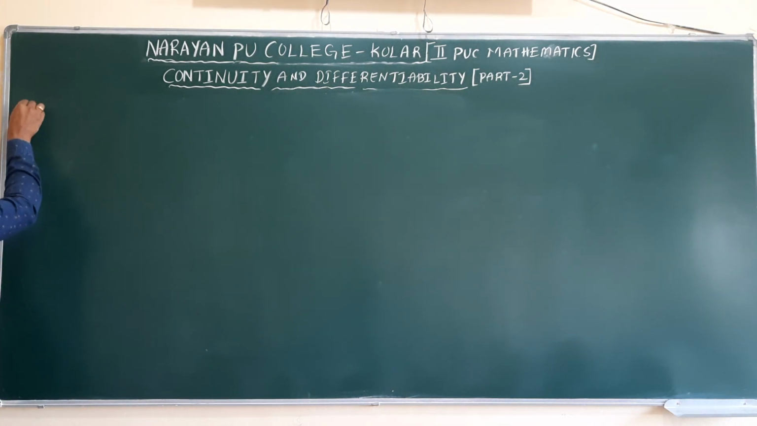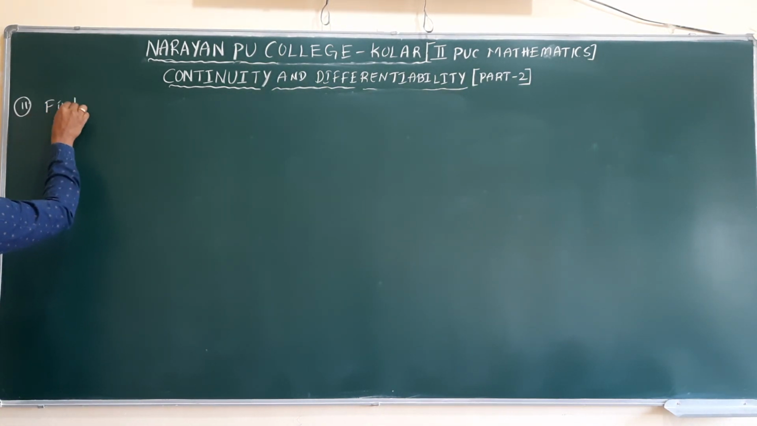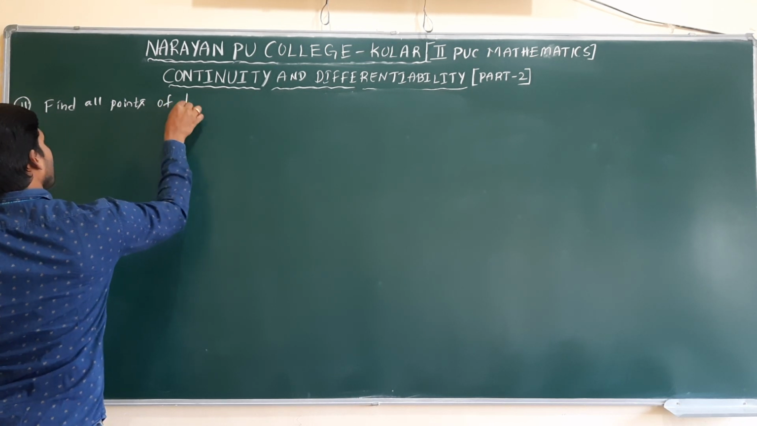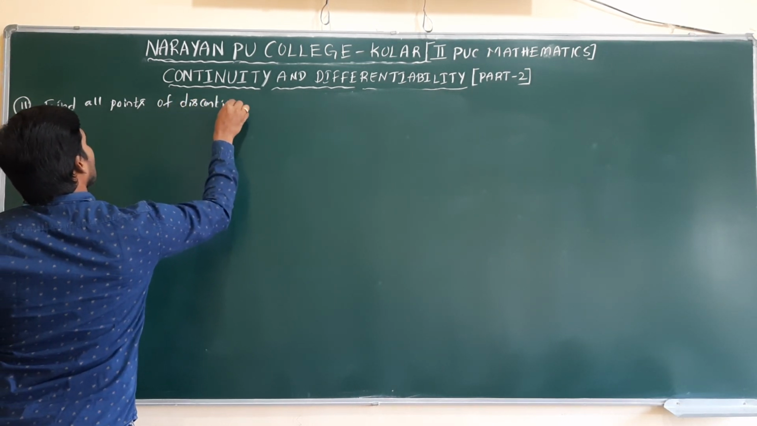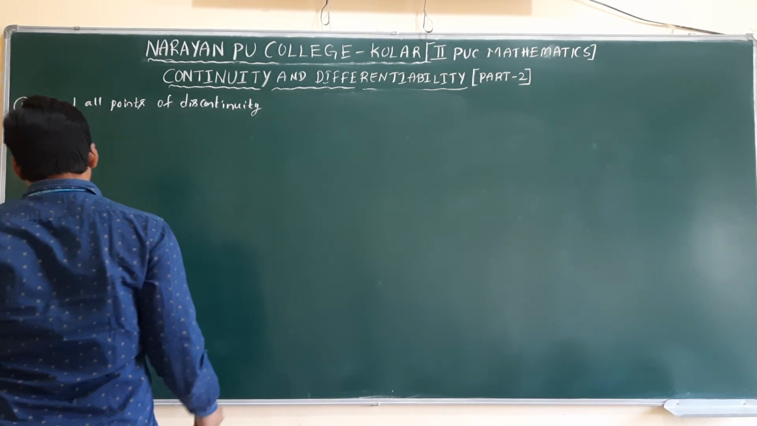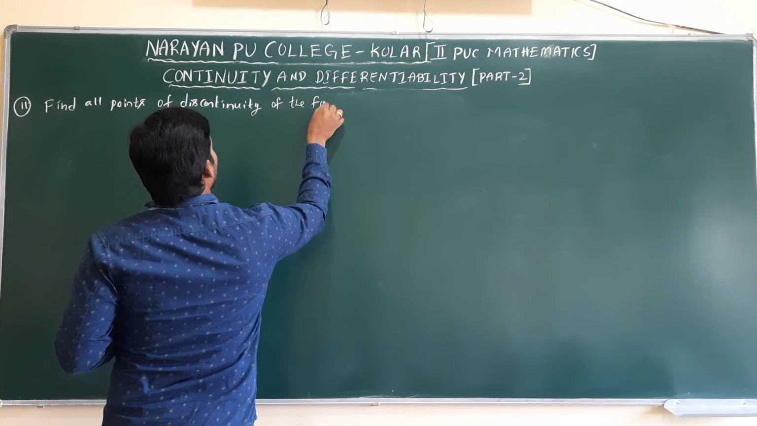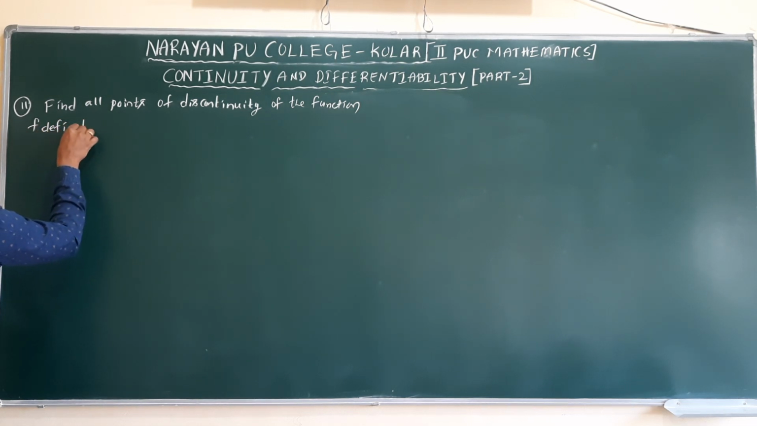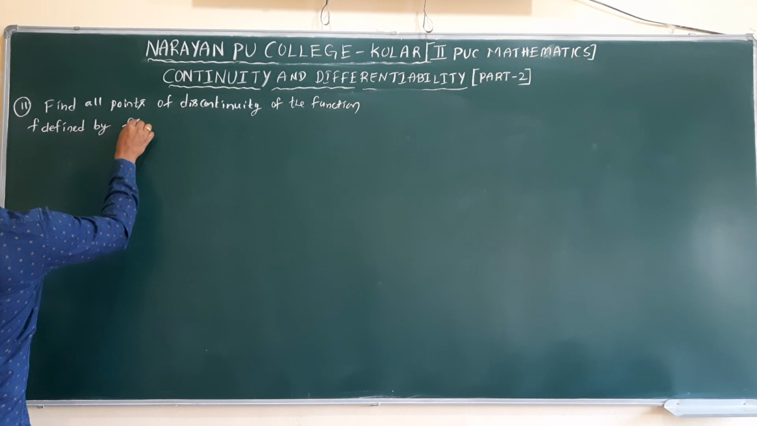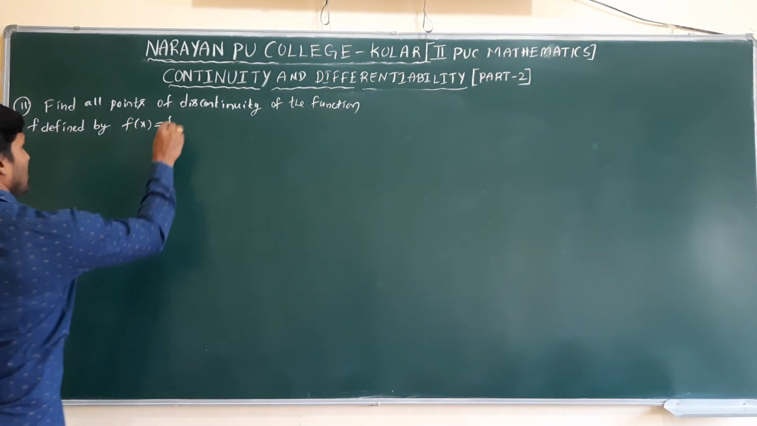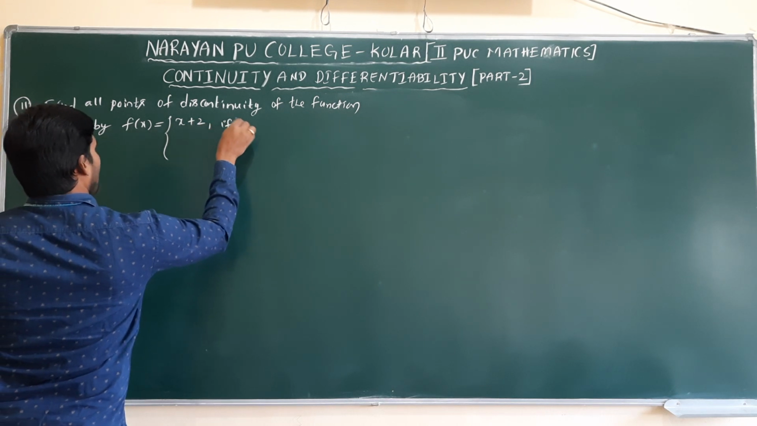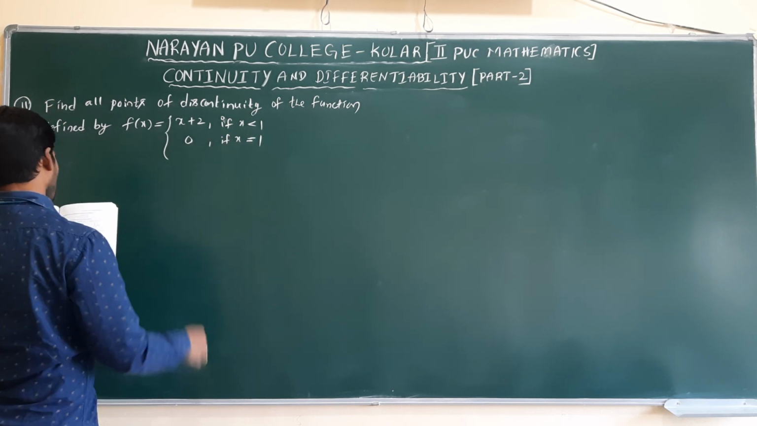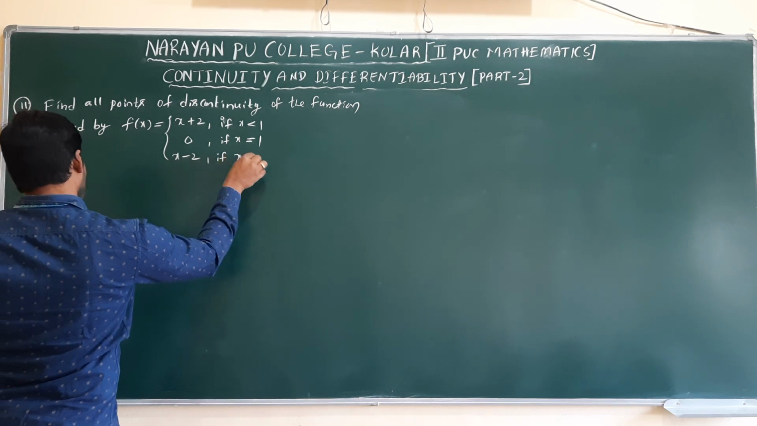So next question, the 11th one. Find all points of discontinuity of the function f defined by f of x equal to x plus 2 if x is less than 1, 0 if x equal to 1, and x minus 2 if x is greater than 1.